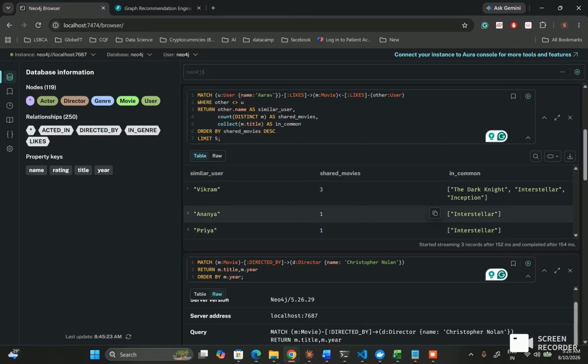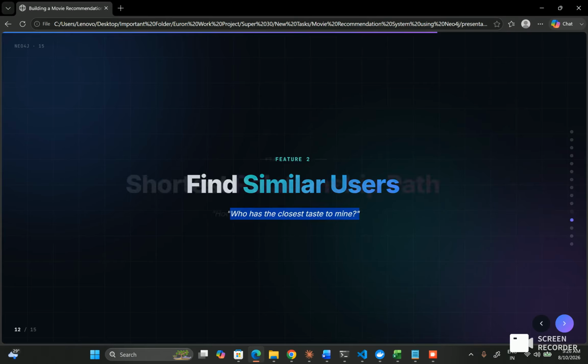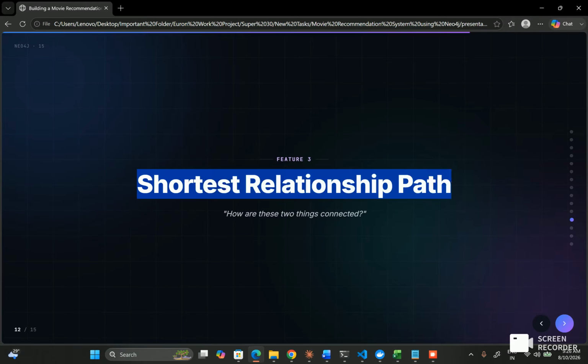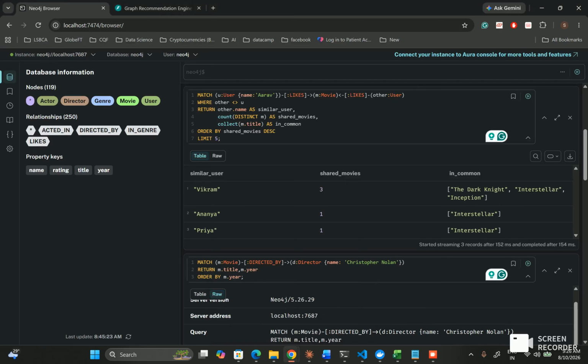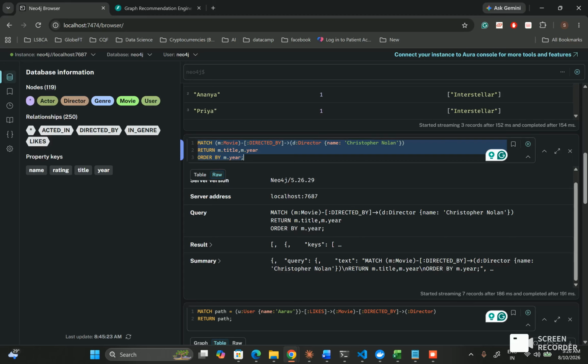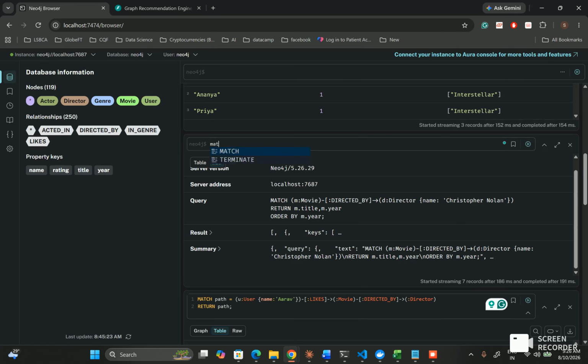Now let's get into a different feature, that is the shortest relationship path. Things are going to be much clearer now because you have understood the vocabulary behind Neo4j. Now again, how are two things connected? So now it's not who's similar, but how is anyone connected at all? Let's go back to the browser and let me run this feature to give an example.